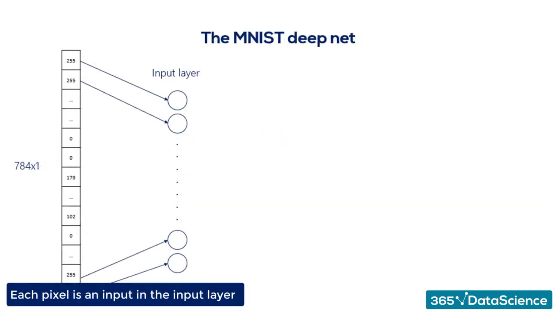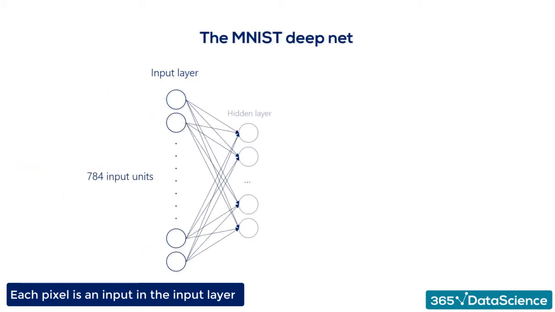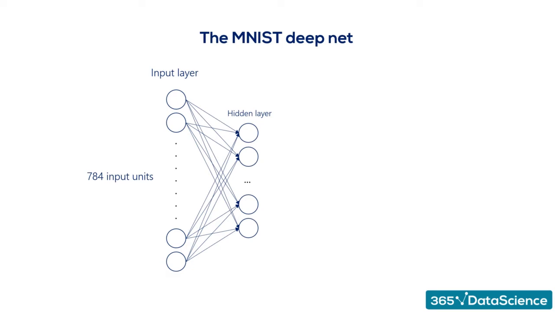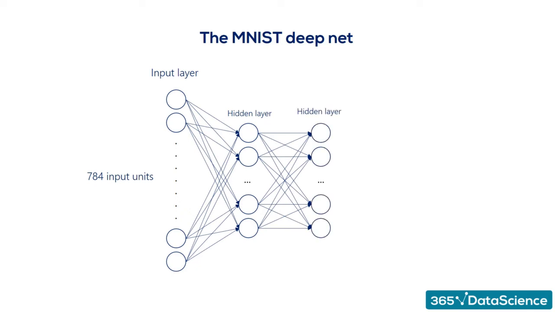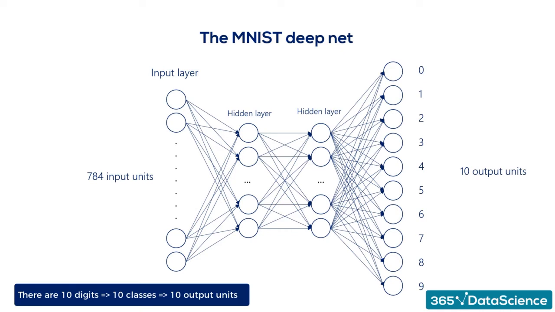Then, we will linearly combine them and add a nonlinearity to get the first hidden layer. For our example, we will build a model with 2 hidden layers. 2 hidden layers are enough to produce a model with very good accuracy. Finally, we will produce the output layer. There are 10 digits, so 10 classes. Therefore, we will have 10 output units in the output layer.